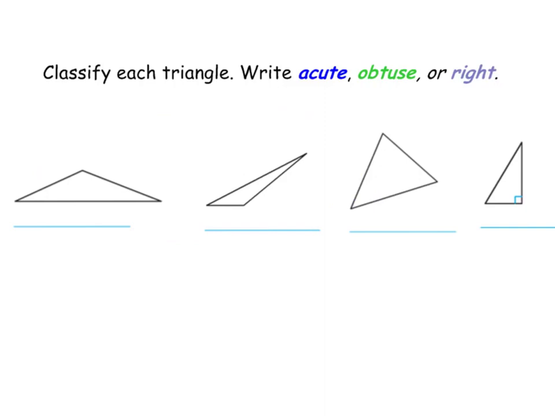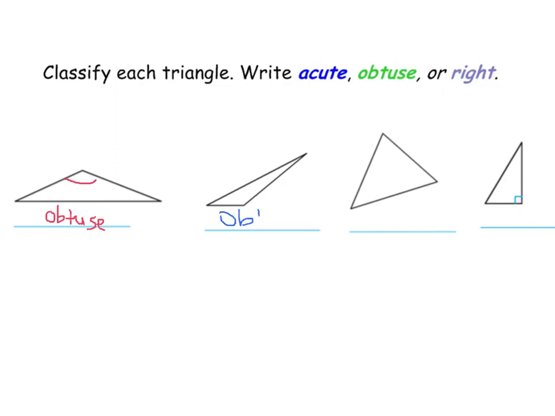All right, if you just pressed unpause, then you should have written down that this first triangle is going to be called obtuse. The reason why is because I have two acute angles, but I have one obtuse angle that's greater than 90 degrees. Triangle number 2 should be obtuse as well.